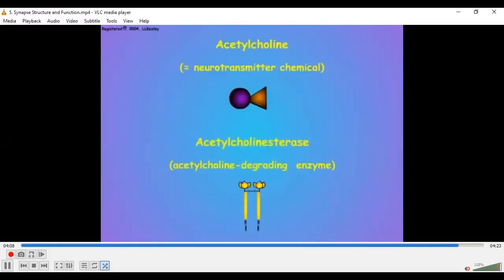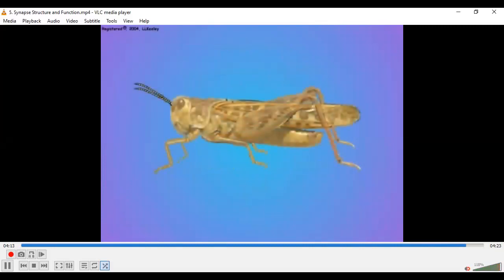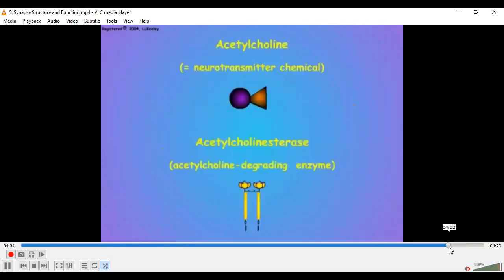Whatever acetylcholine is in the synapse should be removed by an enzyme called choline esterase. That means we are talking about the synaptic vesicle. Whatever acetylcholine is dropped over should be removed, isn't it?